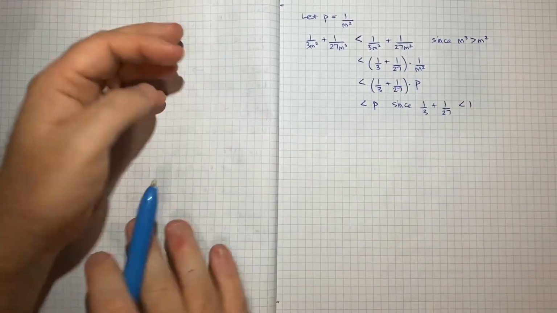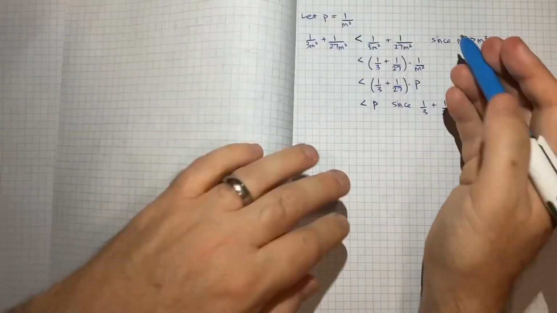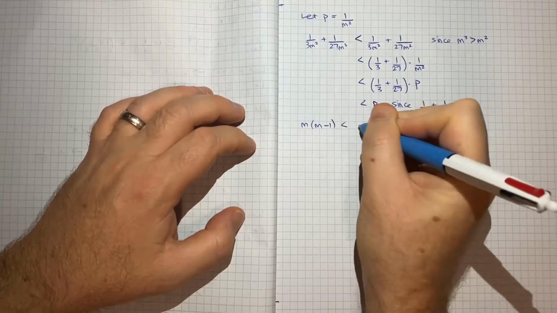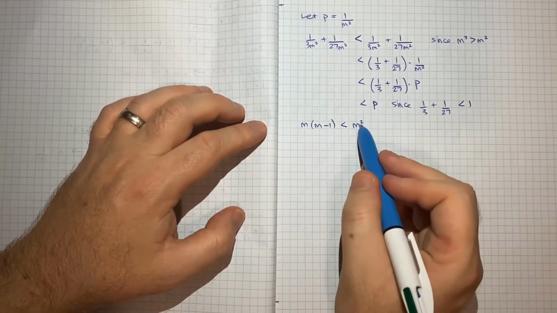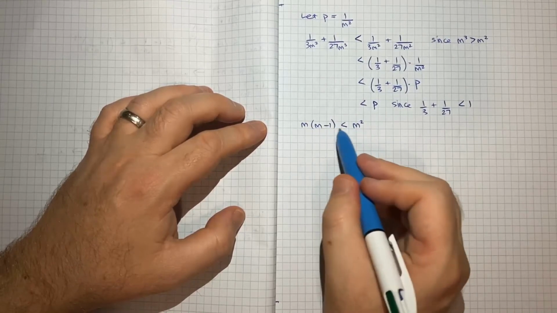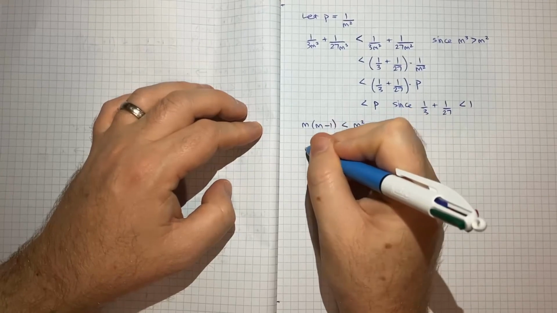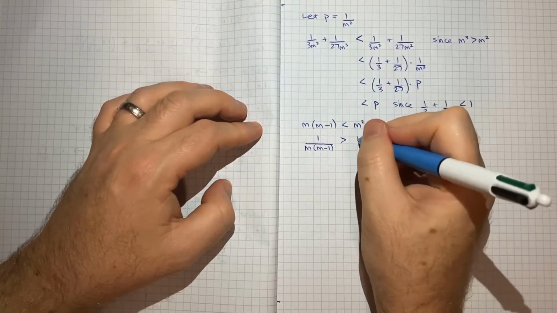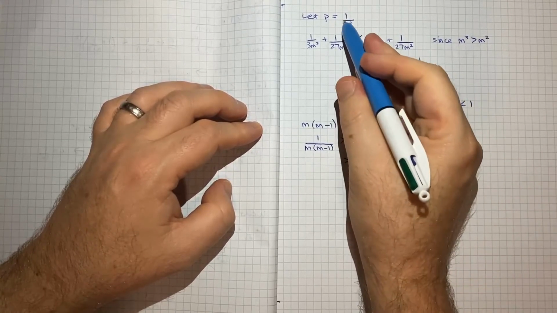Alright, now if I think about this right-hand side, we know that m minus 1 would be less than m squared, since it's m squared minus m, so I'm taking m squared and subtracting something, so that result must be less than m squared. So if I invert them, 1 on m minus 1 must be greater than 1 on m squared, which means it's greater than p, since that's the definition of p.